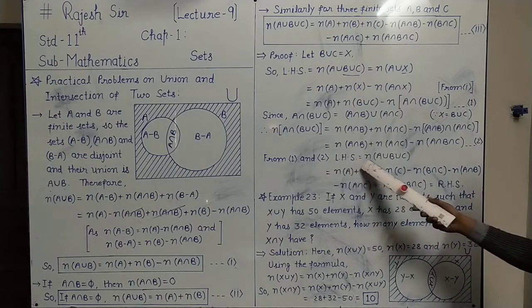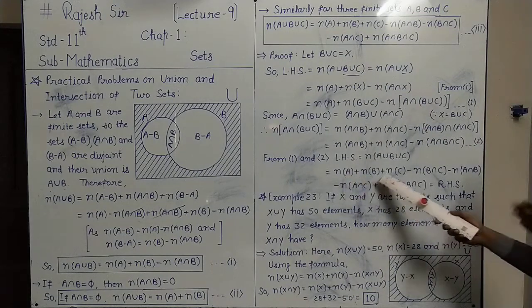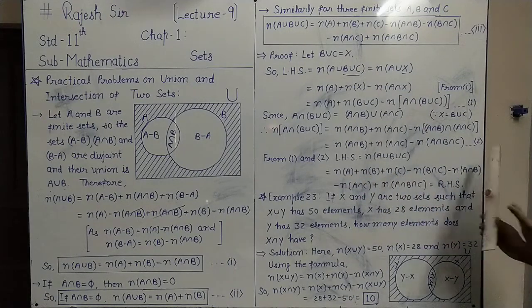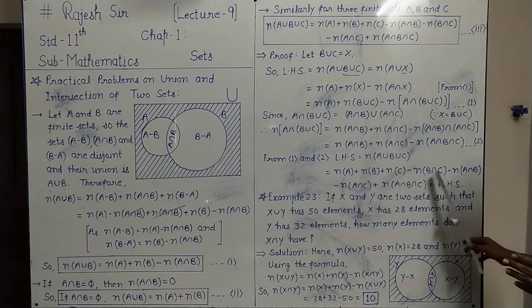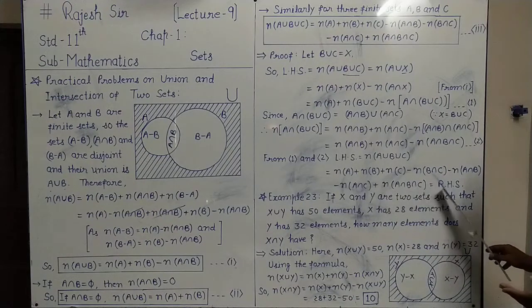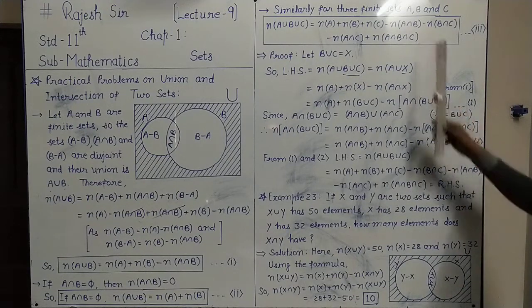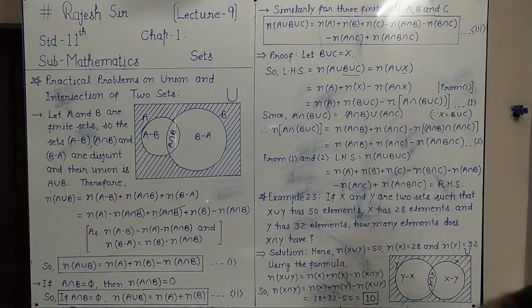The left side is n(A union B union C), and the right side is n(A) plus n(B) plus n(C), minus n(A intersection B), minus n(B intersection C), minus n(A intersection C), plus n(A intersection B intersection C), which is actually the RHS only. So this way we have the proof for the union of three finite sets also.